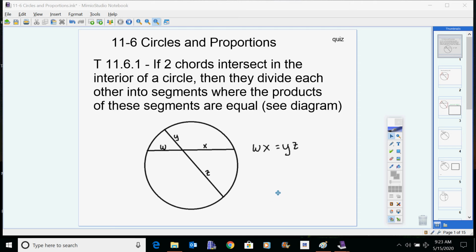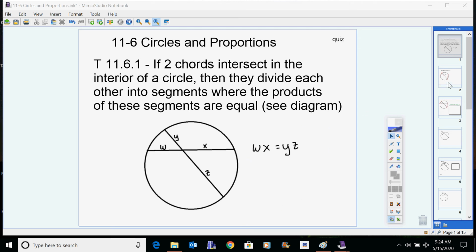Okay, so what happens is when you have these two lines that intersect inside the circle, if you multiply this one times this one, that equals the product of this one times this one. Okay, so we're not using the word proportional here. It's the products. The products are equal.